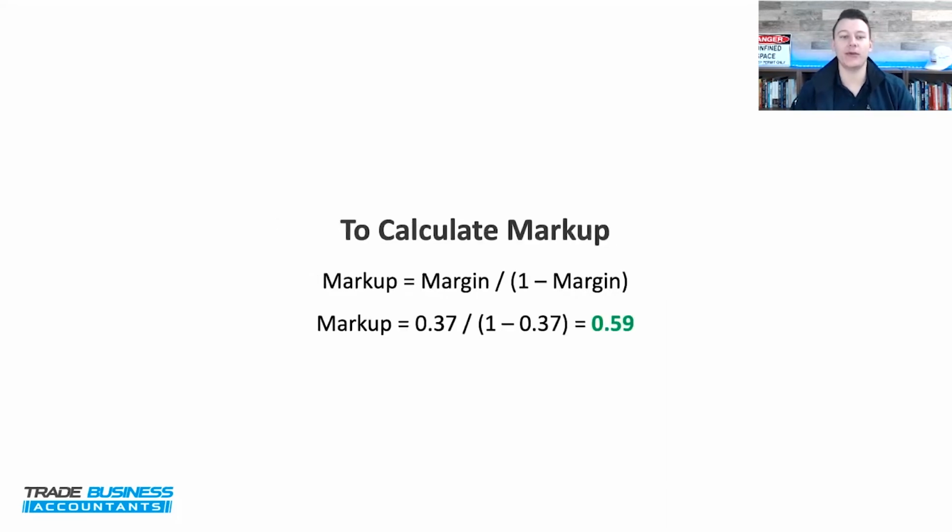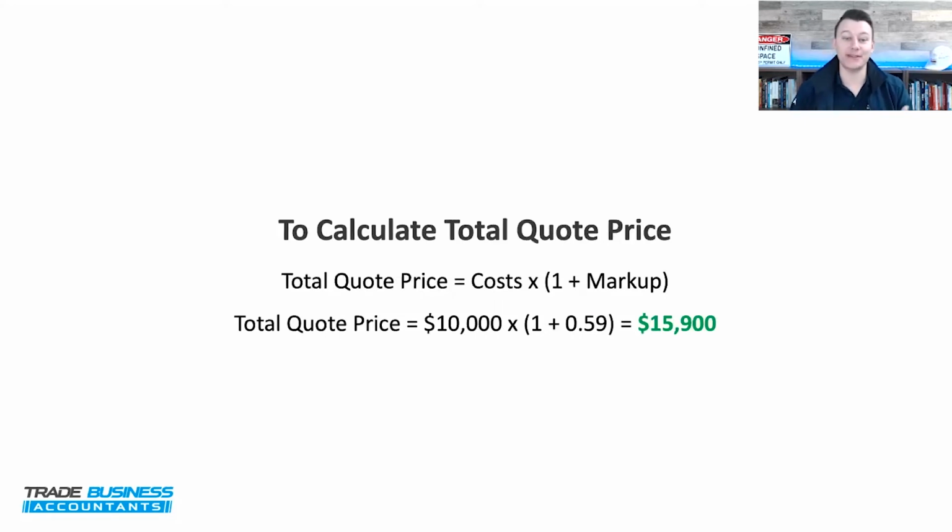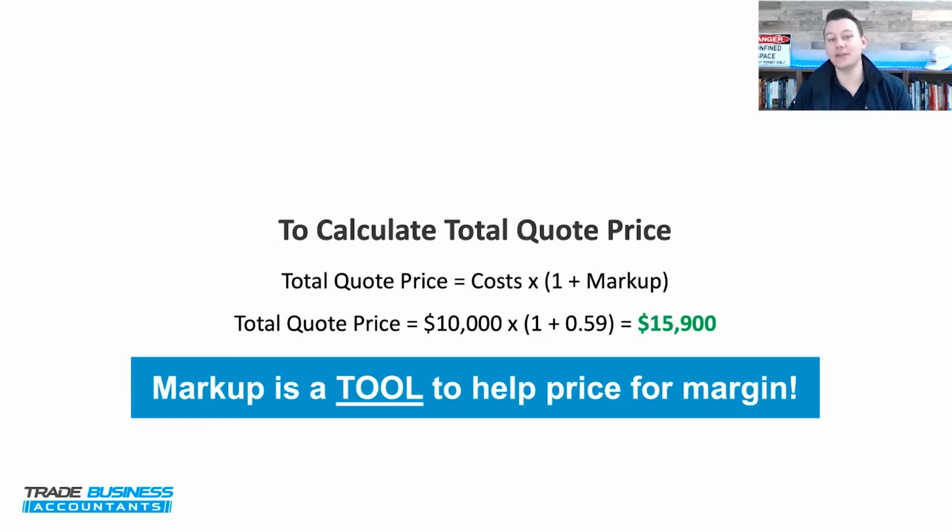And continuing on with our example, so we need to hit a 37% gross profit margin. So our markup would be 0.37 divided by (1 minus 0.37) equals 0.59, or 59% if we times it by 100. So then our total quote price will be $10,000 times (1 plus 0.59) equaling $15,900. So if we go into that price, we're covering our overheads, we're hitting the margin that we need to be earning the amount of money that we want to earn across the projected year, which was $300,000 operating profit, right? So at the end of the day, markup is just a tool to help you price for margin.